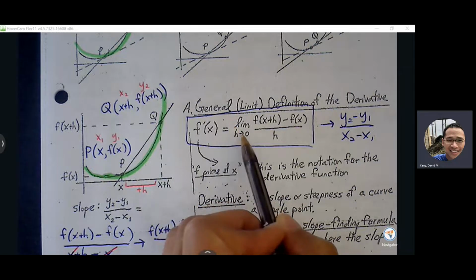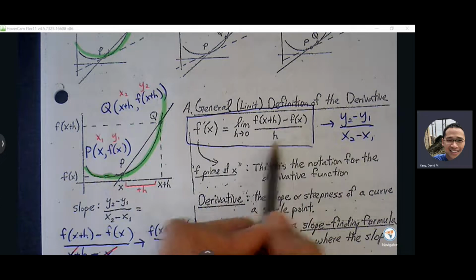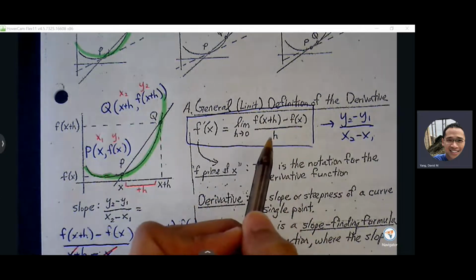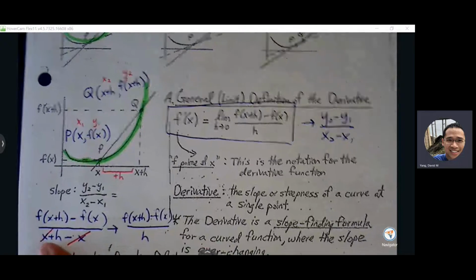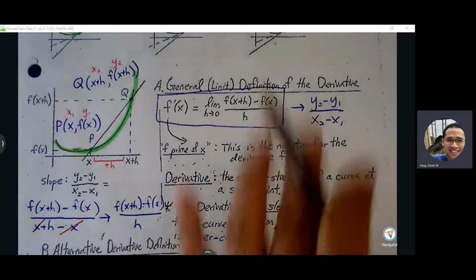And once h approaches zero, we no longer have just some approximation of the slope at a point; we're going to find the exact steepness of a point on the curve. Okay, we're going to do a practice problem with this on the next page, but let me just go through some notations here.